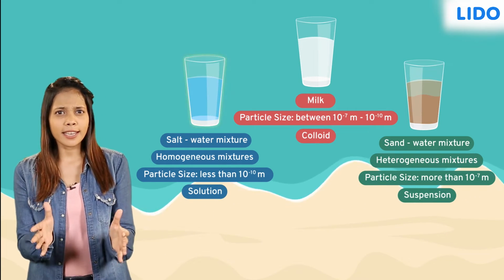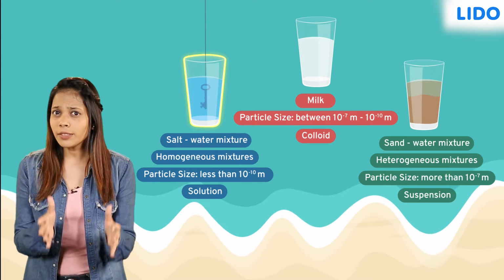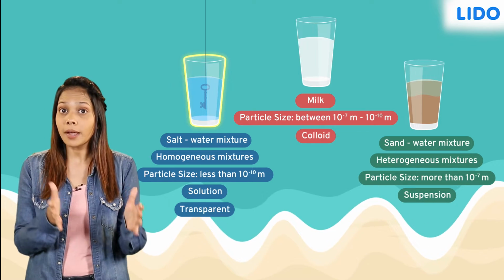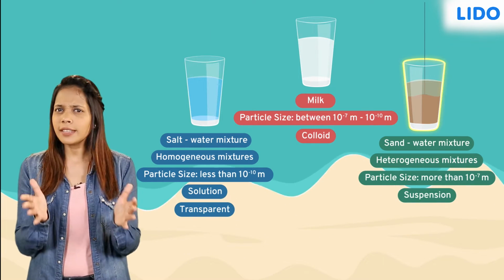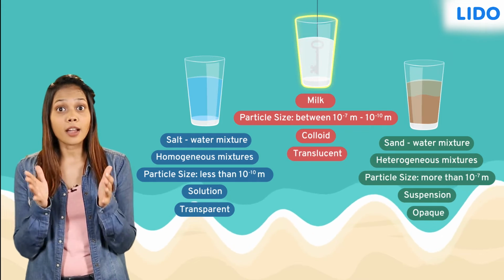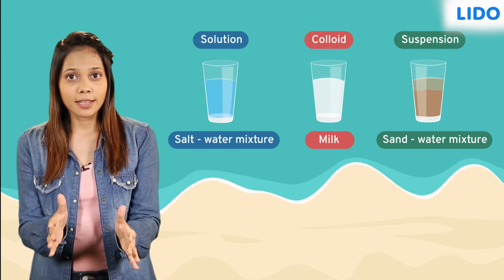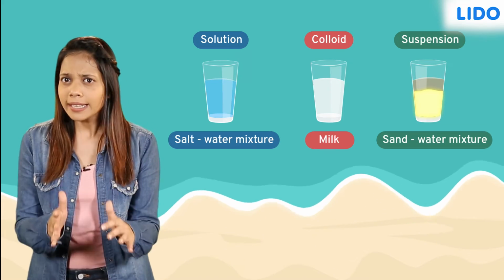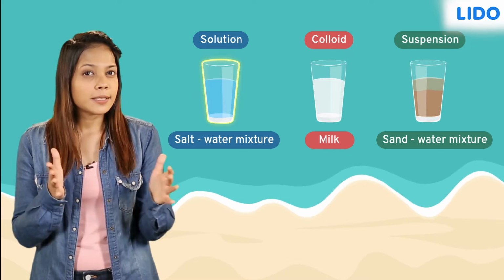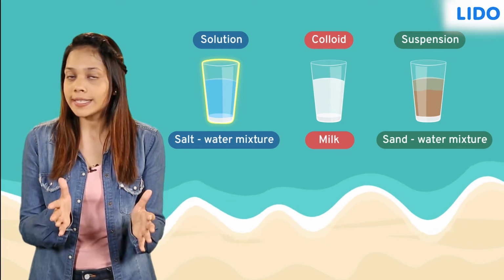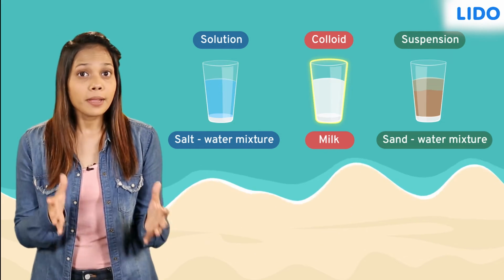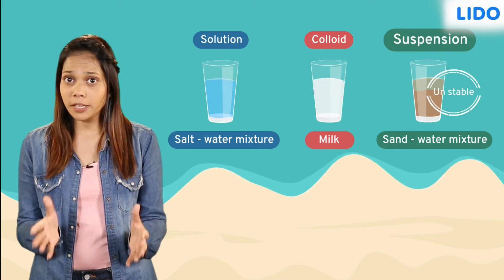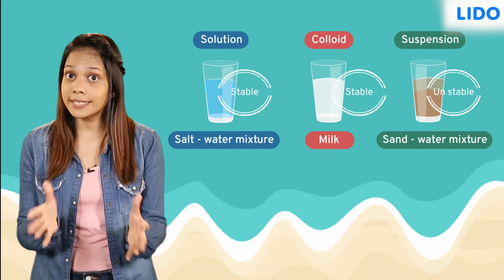If you look at a glass containing salt water solution, you can see through it quite easily because solutions are transparent as solute particles disappear. Suspensions on the other hand are opaque and colloids are translucent. Have you noticed that if sand water is left undisturbed, the sand particles slowly settle down over time? But the salt in salt water solution doesn't settle down. Similarly, even milk particles don't settle down. So we can say that suspensions are unstable mixtures whereas solutions and colloids are stable.